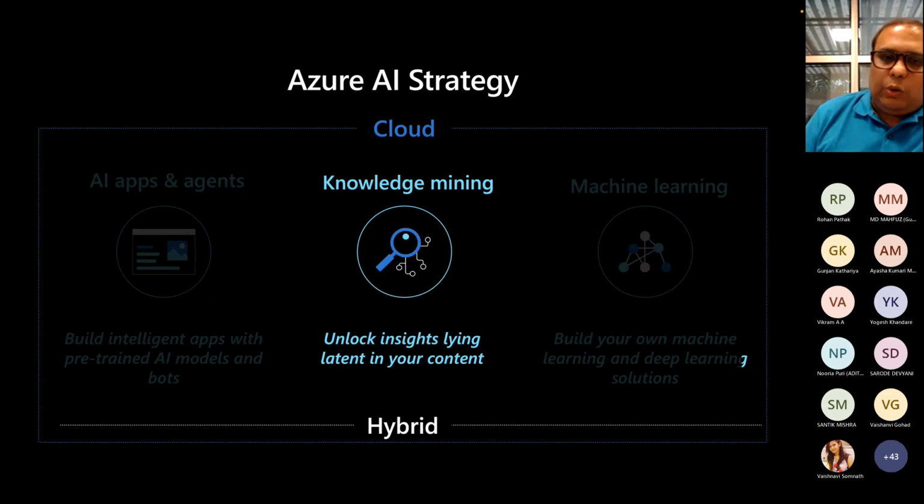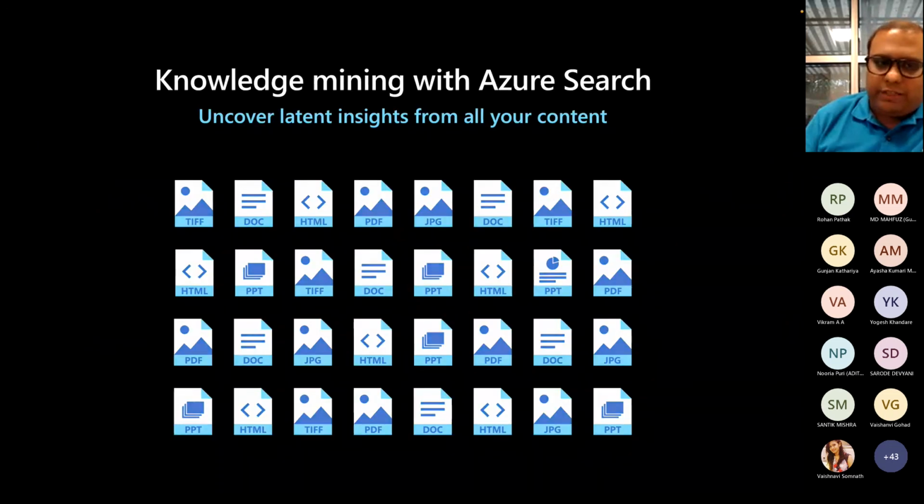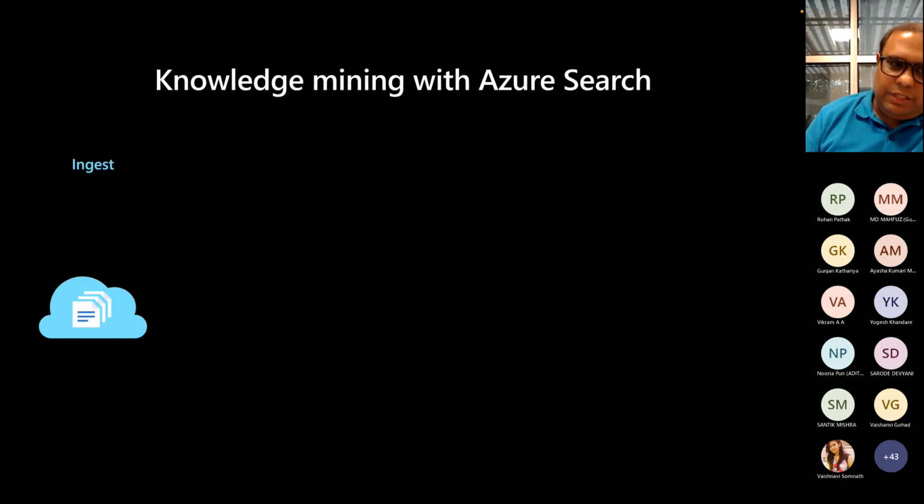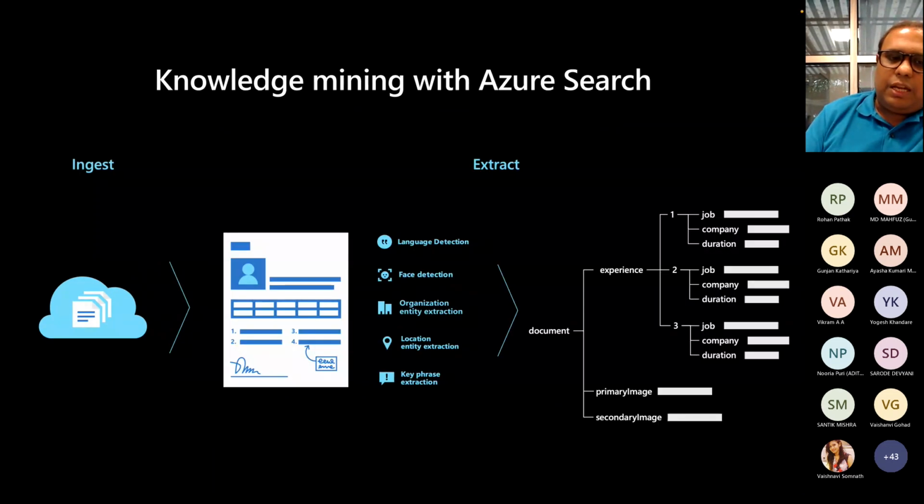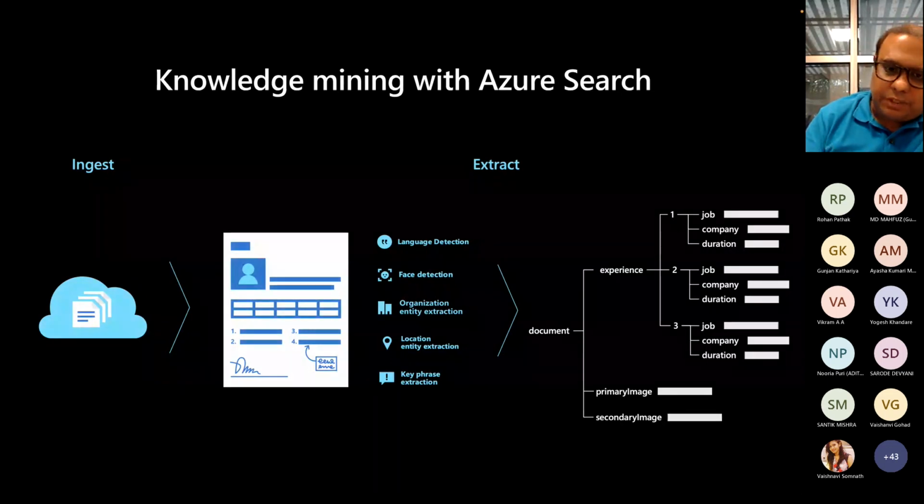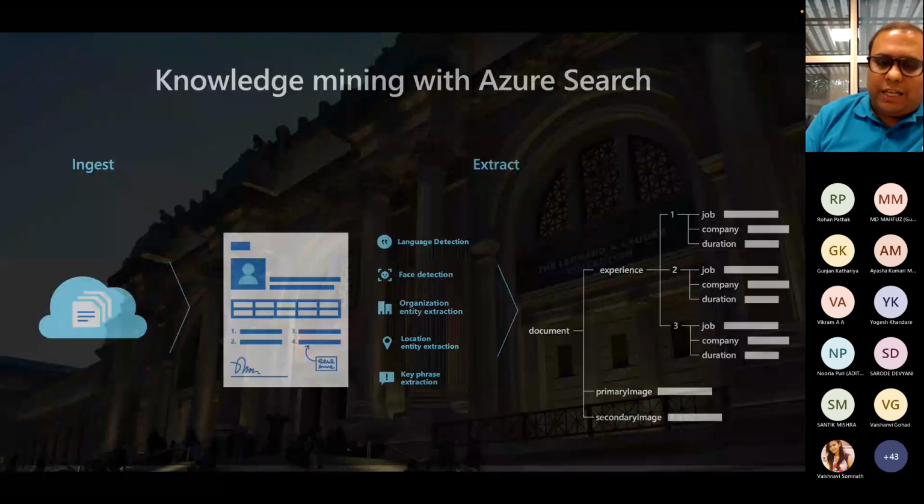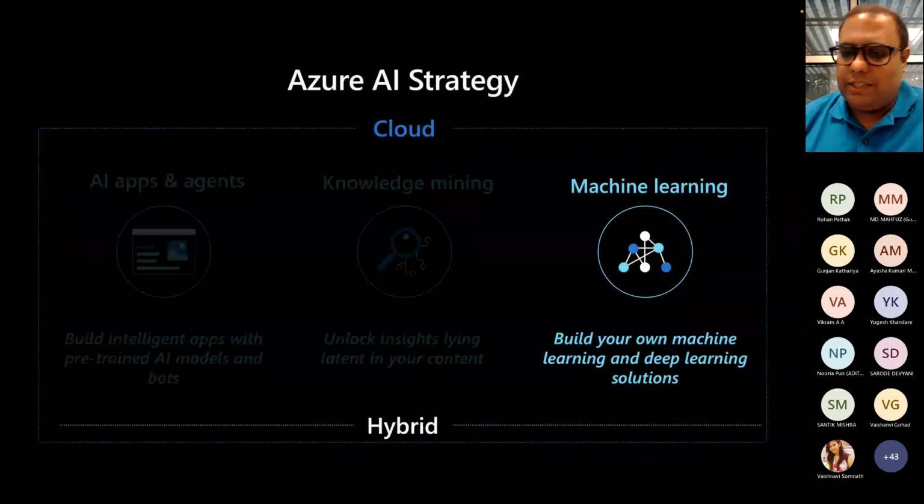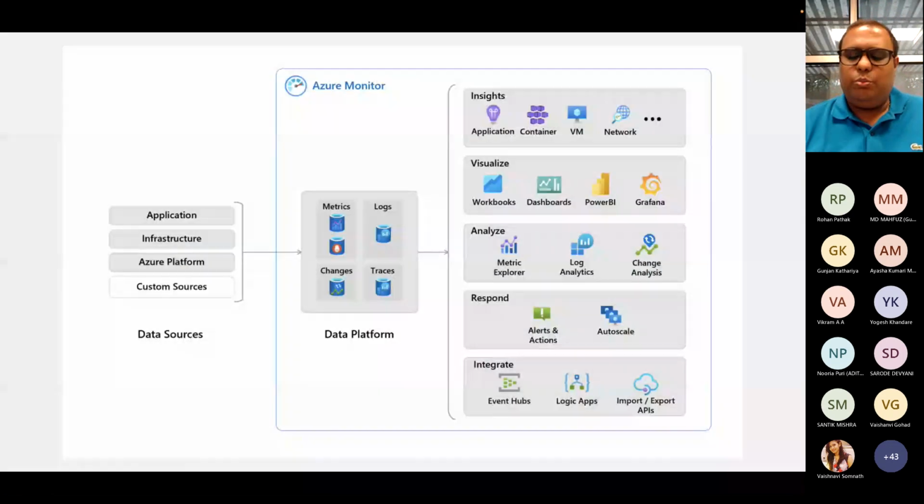Knowledge mining is all about having different sets of data. As I told you, there are different sources of data: HTML, PDF, docs, and various other things. You can ingest this into the cloud, and it uses our cognitive services, like face detection, language detection and various other things, and converts it into an understandable document, right? Once it is done, you can obviously go back and see this. So I'm not going to spend time on these things. Machine learning is basically you building your own stuff.